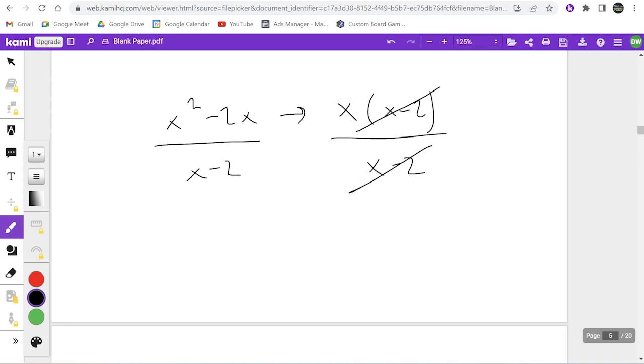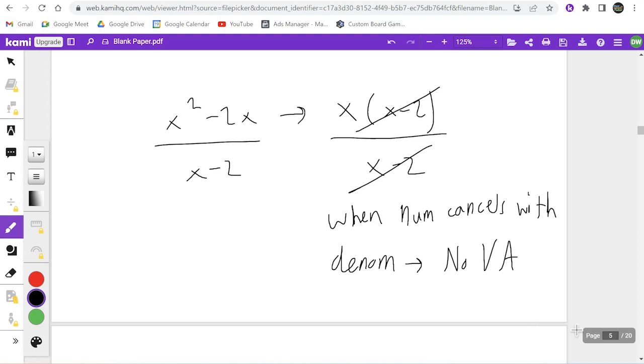Ah, it looks like it cancels. When the numerator cancels with the denominator, it means that there's no vertical asymptote, or at least not at that point. If there was another factor, let's say it was x minus 2 and then an x plus 5, well, you still have the x plus 5. That would still be a vertical asymptote because it's in the denominator. But if it cancels, then there's no vertical asymptote there. And again, the numerator normally doesn't matter at all. That's why for the rest of the problems, we didn't even look, well, technically we should have looked.